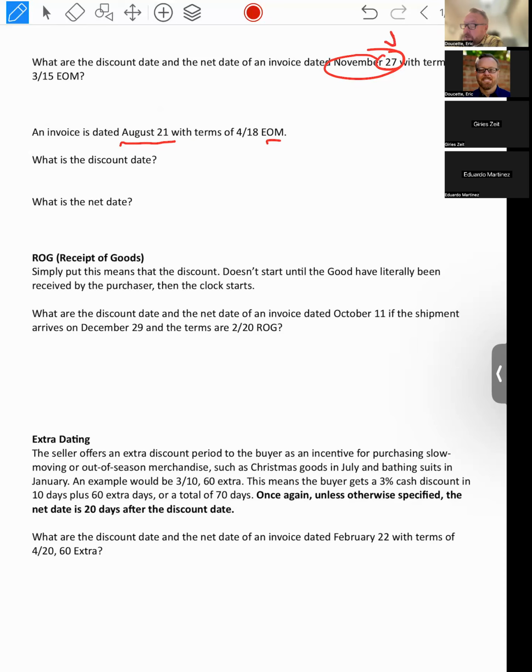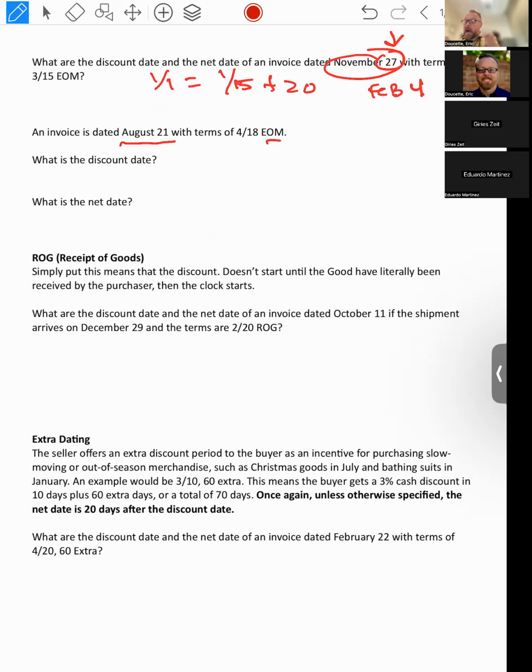This is after, notice it's after the 25th of the month. So it wouldn't be the beginning of December, it would be the beginning of January that your terms start. So your terms would start 1/1, which means your discount period would be 1/15. And then plus 20 days after that would be the remainder of your period, which brings you to February 4th.